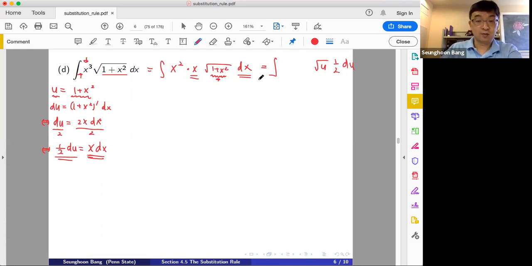So my question: how can you deal with x squared? How can you change it to the u variable? You cannot keep x squared, because the variable is u. Don't keep x squared. You have to change x squared to a function of u. How can you change x squared to a function of u? Do you have any idea?